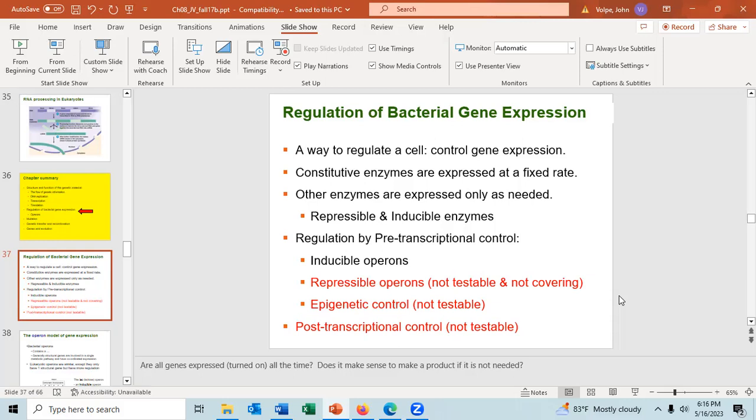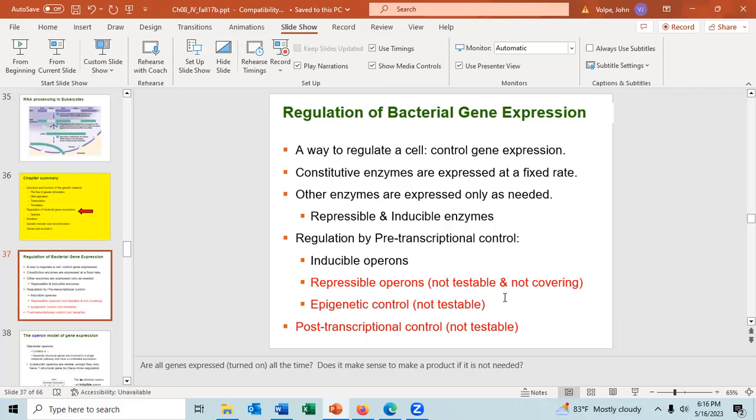Depending on what environment the cell is in and what the history of the cell is, a lot of things go into epigenetic control. We're not going to talk about it. And then there's another way you can control the contents of a cell, and that is by post-transcriptional control. In a sense, we've already talked about it, and that is you can inactivate an enzyme by having an allosteric inhibitor bind to the enzyme, and then you inactivate the enzyme. That is post-transcriptional control. We're not going to talk about it further, and you're not going to be tested on it. But we will talk about inducible operons.